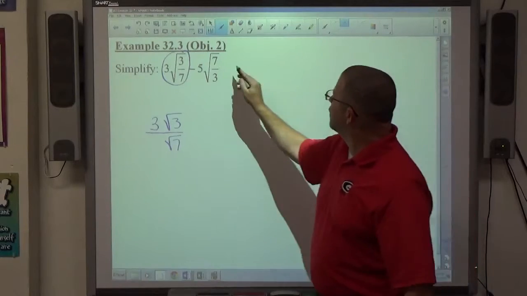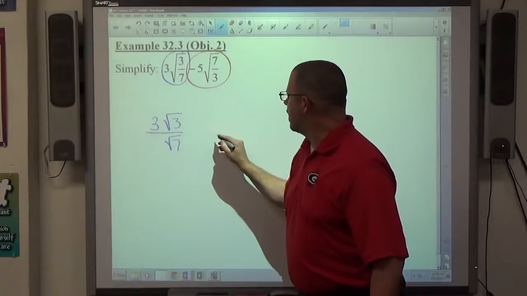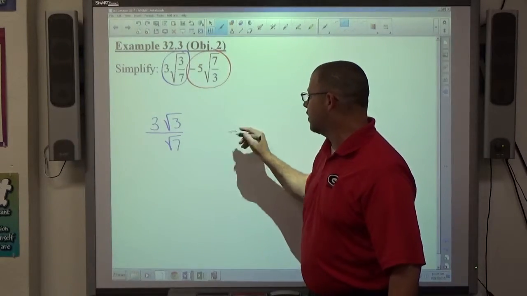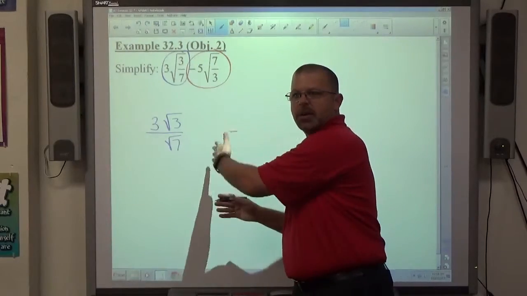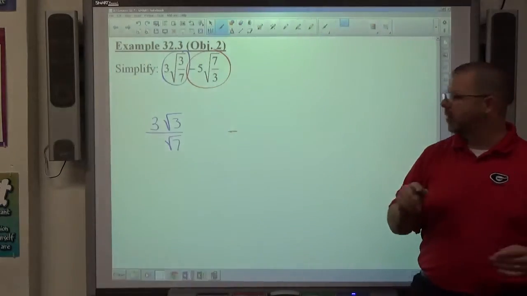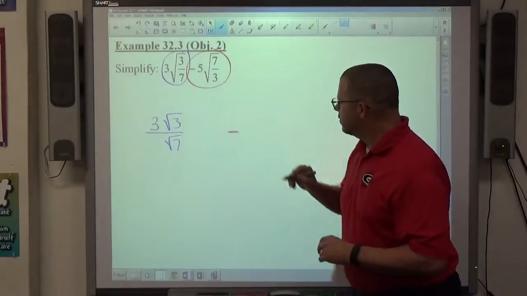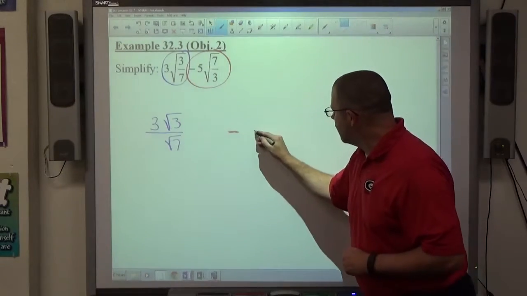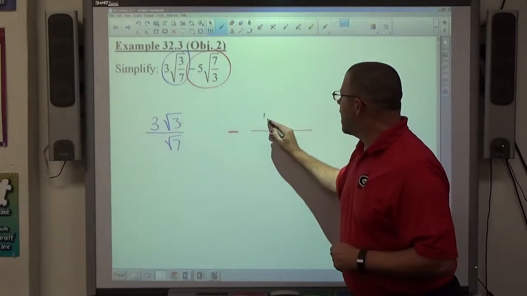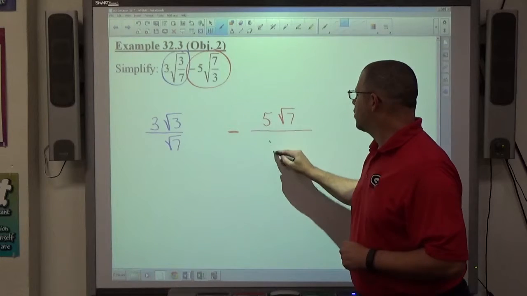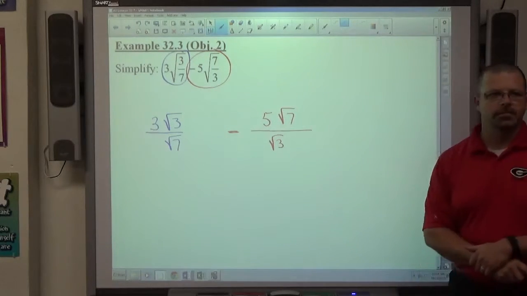And then I've got the minus 5 times the square root of 7/3, same issue there. So notice I'm going to leave myself some space again, because I anticipate I have to multiply top and bottom by something. Leaving space there so my work doesn't get all mixed up and hard to read. And then I've got 5 times the square root of 7 on top, the square root of 3 on the bottom for the second fraction.